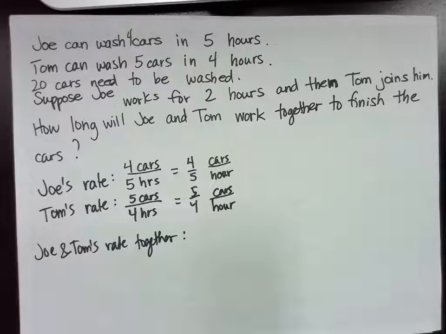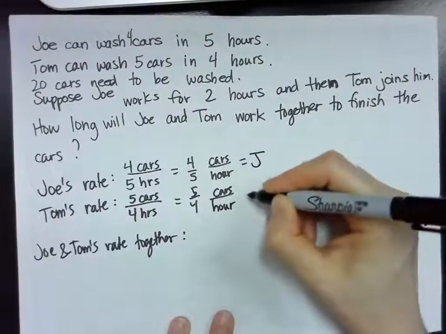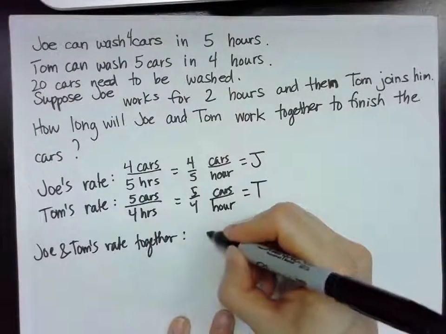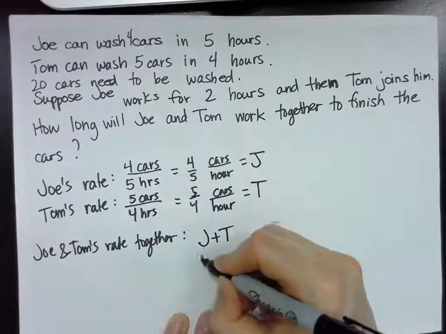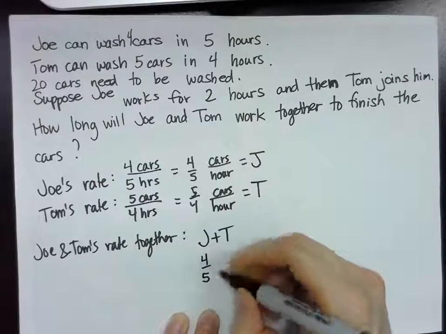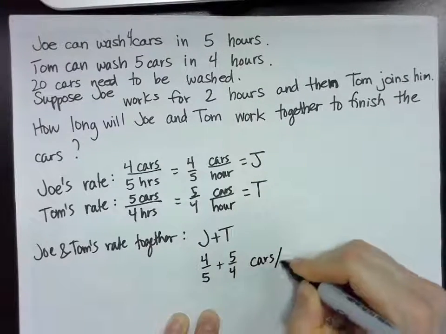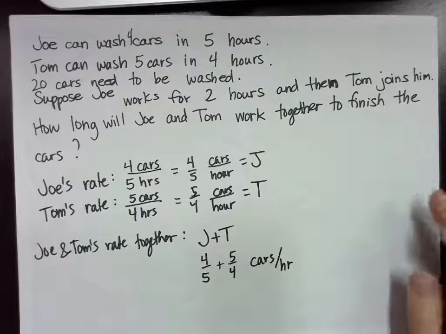So, theoretically, they work at the same rate, and so when they work together, we're just going to add their rates. So if this were Joe's rate of J and this were Tom's rate of T, then when they work together, they're just going to have a rate of J plus T, or 4/5 plus 5/4 cars per hour. Okay. So when we solve the problem, those are the rates that we're going to use.